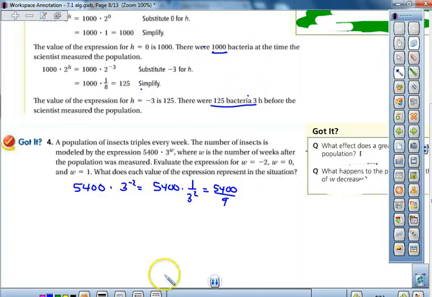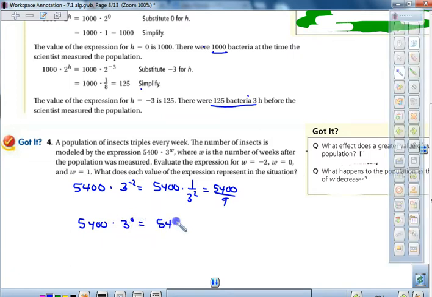If we look at the second one, 5,400 times 3 to the 0 power, that's simply telling us that at 0, and in this case, W represents weeks, at 0 weeks, we're going to have 5,400 insects in our population. 5,400 times 3 to the 1 means we're going to take 5,400 times 3 because it's tripling.